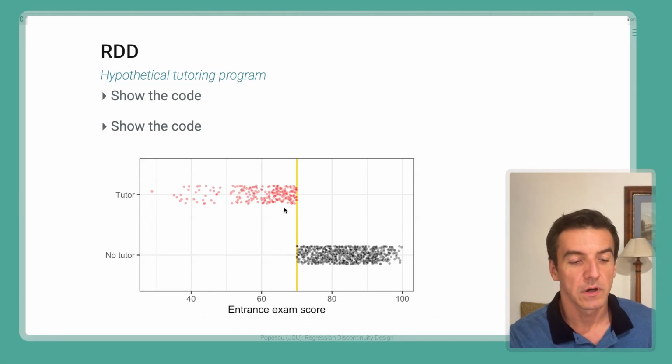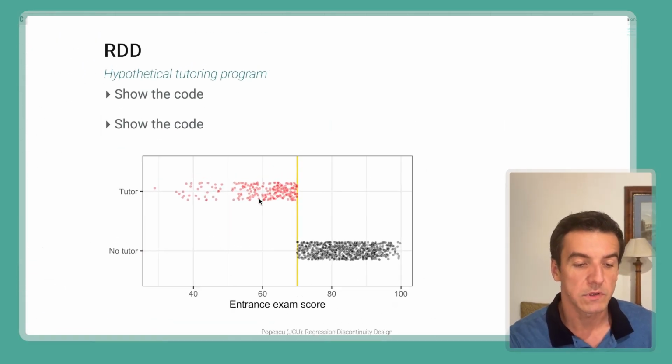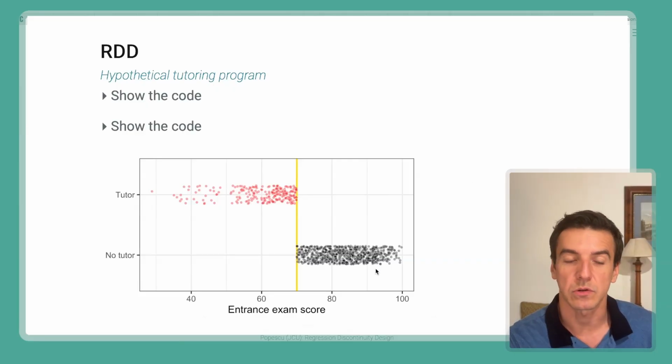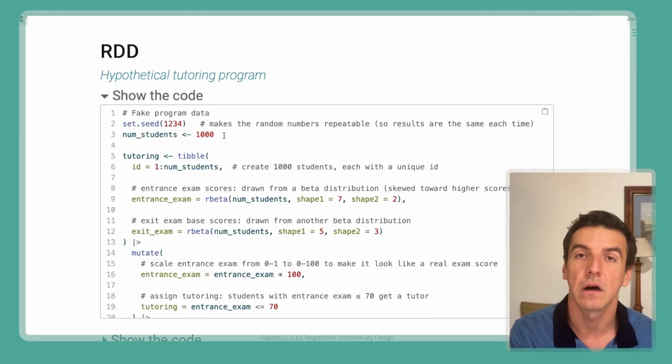And we have the students who had the tutor. These are listed here in red points. And we have the students who didn't get the tutor here in black points. If you'd like to obtain exactly the same graph, we will have to create our own data.